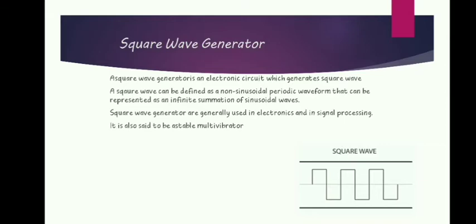A square wave generator is an electronic circuit which generates square wave. It can be defined as an oscillator that gives the output without any input, in the sense that we should give input within 0 seconds, which must be an impulse input. The generator is used in digital signal processing and other electronic applications. It is also known as astable multivibrator. A square wave can be defined as a non-sinusoidal periodic waveform that can be represented as an infinite summation of sinusoidal waves. The next slide we'll see about the circuit diagram and the working principle of a square wave generator.